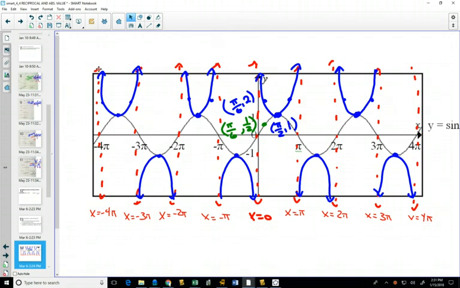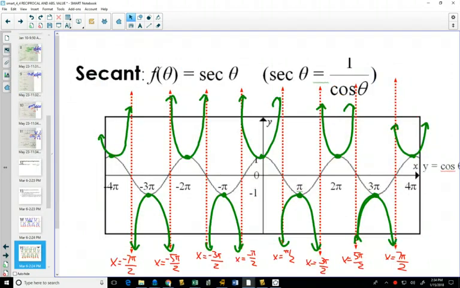Okay, your job is to do secant, the next one. When you're finished, you can look up and see how you did. See if you got your asymptotes labeled correctly.